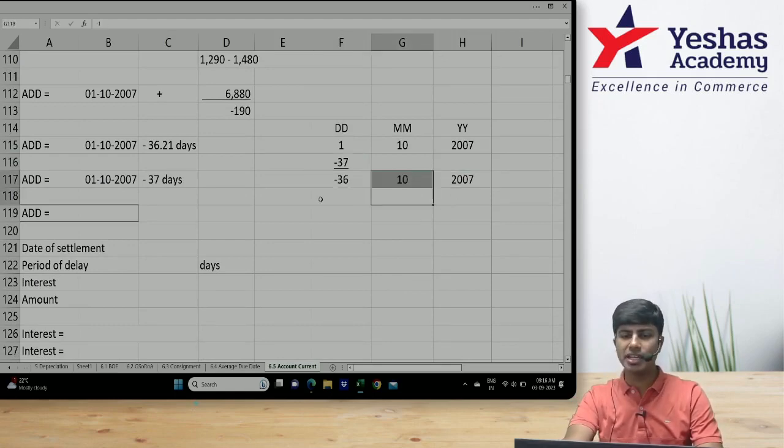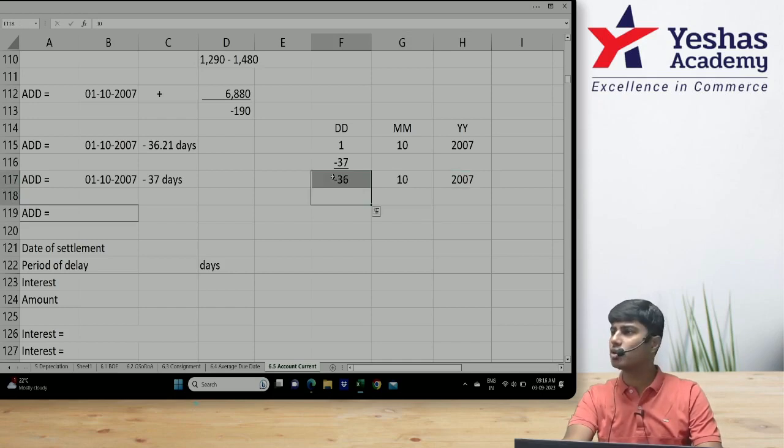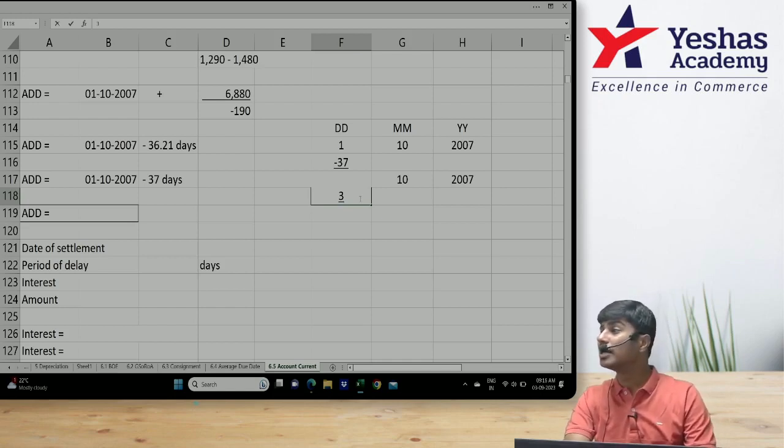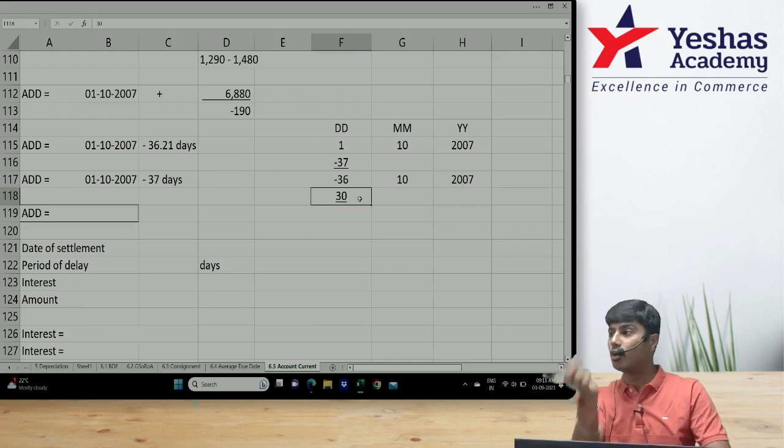Does October have minus 36 days? October has how many days? So I'll write plus 31. October has 31, sorry. October, November, December. We're going back to September. So we deduct this. What do we get?